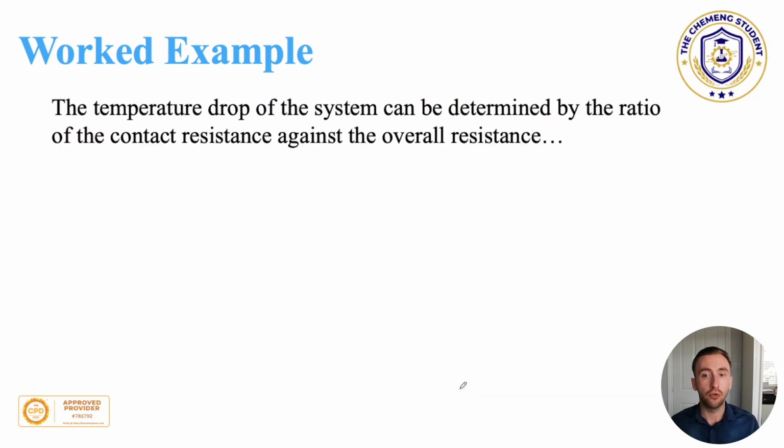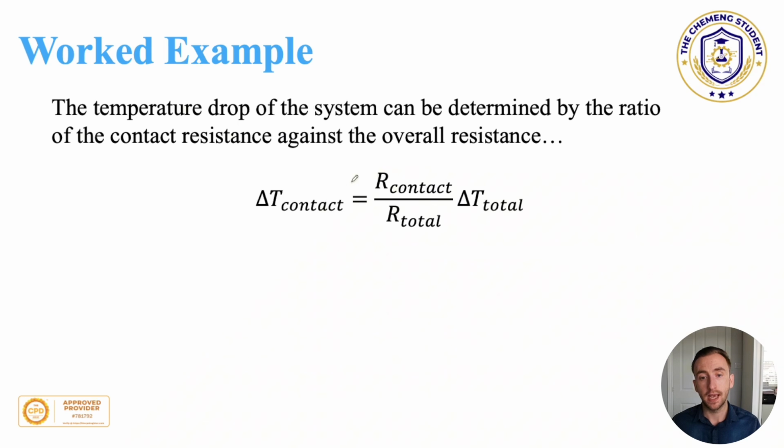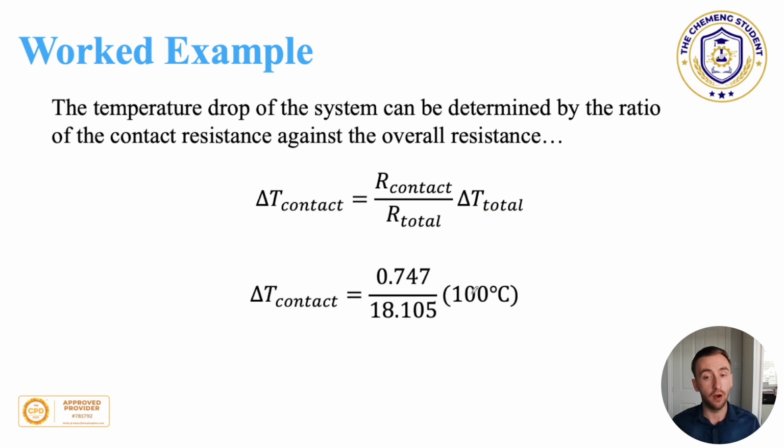Now the temperature drop of the system can be determined by the ratio of the contact resistance against the overall. So what we can say here is that we have the contact resistance, so delta T contact will be equal to the resistance of the contact divided by the total resistance multiplied by the total temperature change of the system. It's 100 degrees Celsius, and so the change at the contact is 4.13 degrees Celsius.